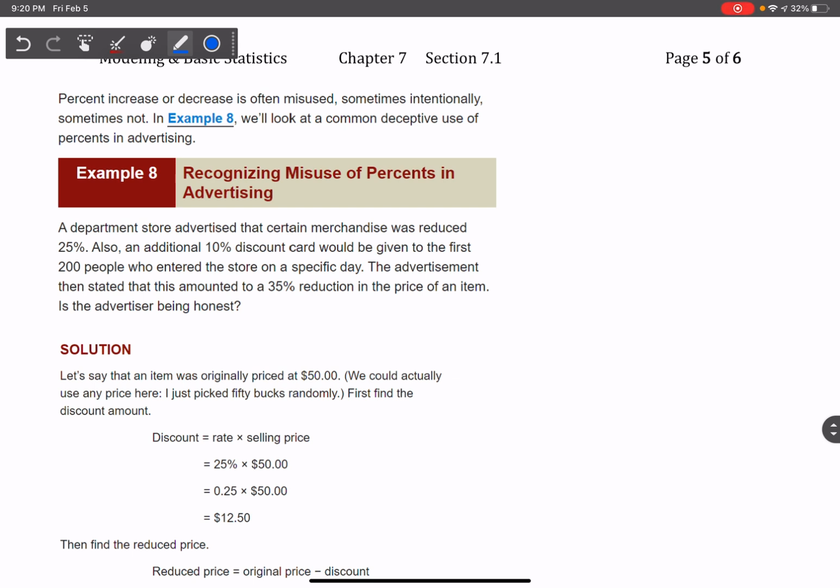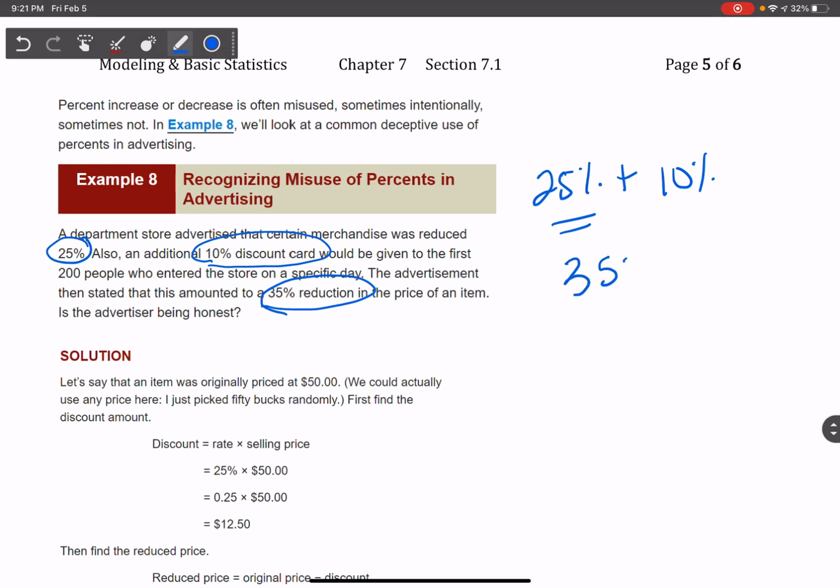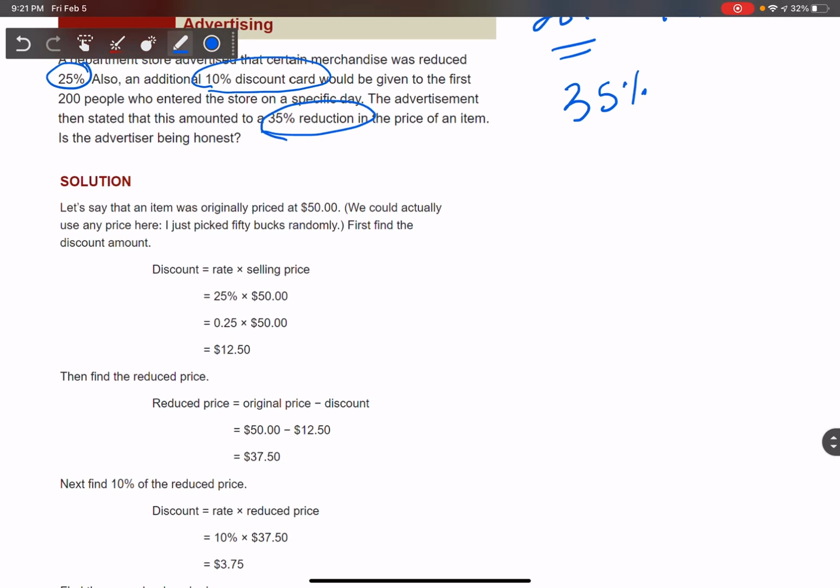Okay, so let's read this one more time. Department store advertised that certain merchandise was reduced 25%. And then an additional 10% discount card will be given to the first 200 people. It also stated that this was the same thing as 35%. So they're saying that 25% off plus an additional 10% off of the already reduced merchandise was the same thing as just getting 35% off. Let's see if they're being honest.